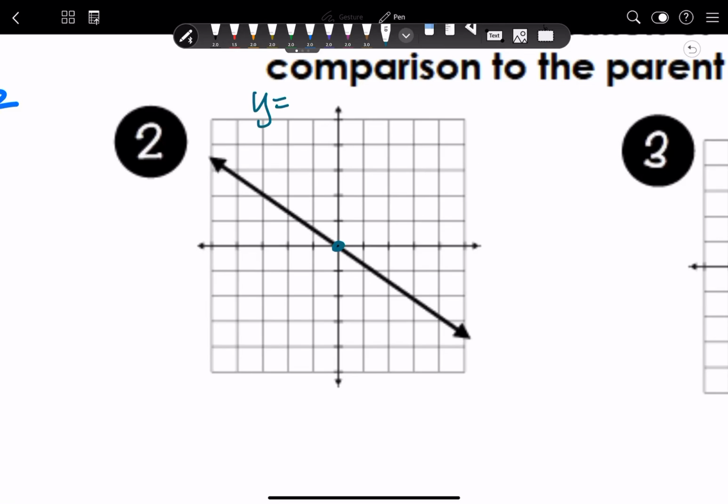And then our next point here, I'm going to start from here because I'm walking from left to right. And I notice I'm going down the hill. And I went down 2 to the right 3. So my slope is negative 2/3. And then you've got x plus 0, so I don't need to do that. Now, there are two things happening. The first thing you'll want to notice is my slope is negative, which means it's a reflection over the x-axis.